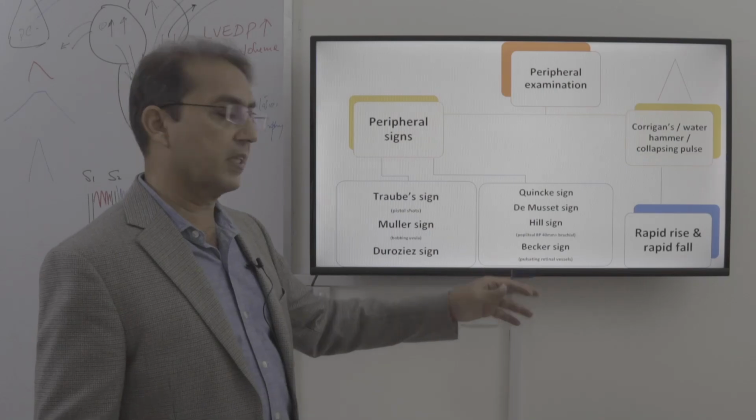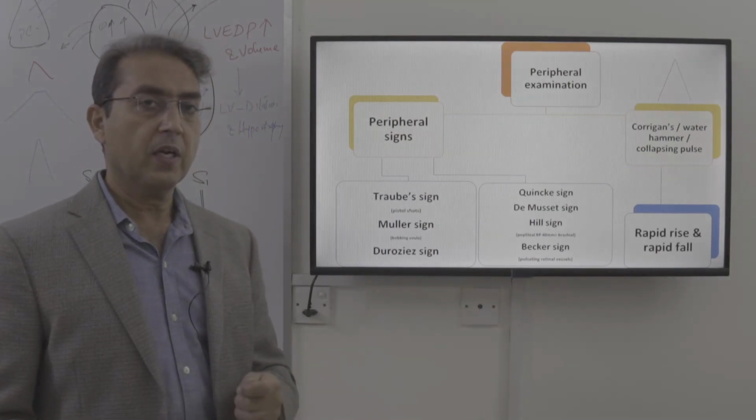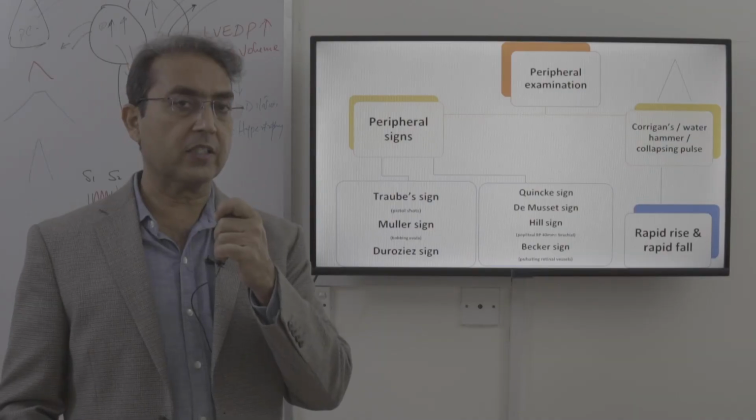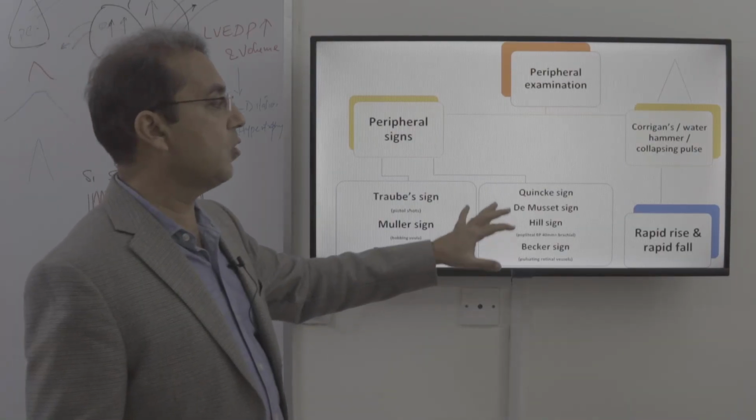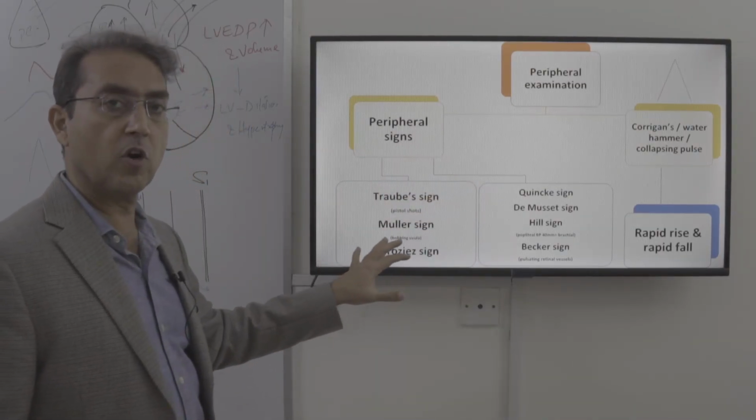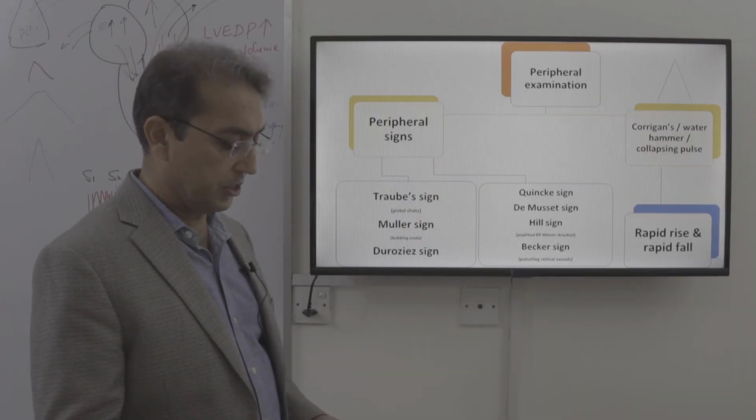And then you've got Becker sign, that when you do the fundoscopy, you can see the retinal vessels pulsating, retinal arteries pulsating. So this is called Becker sign. So you can see all these different signs in patients who have chronic aortic regurgitation.